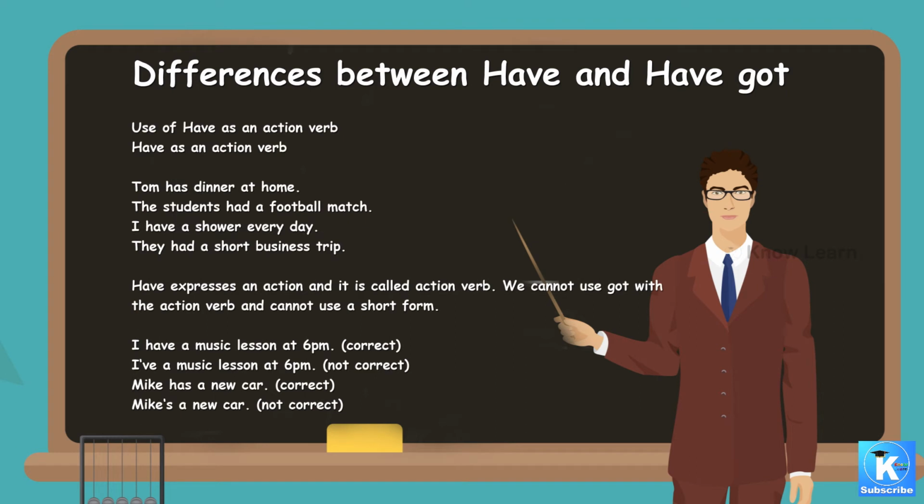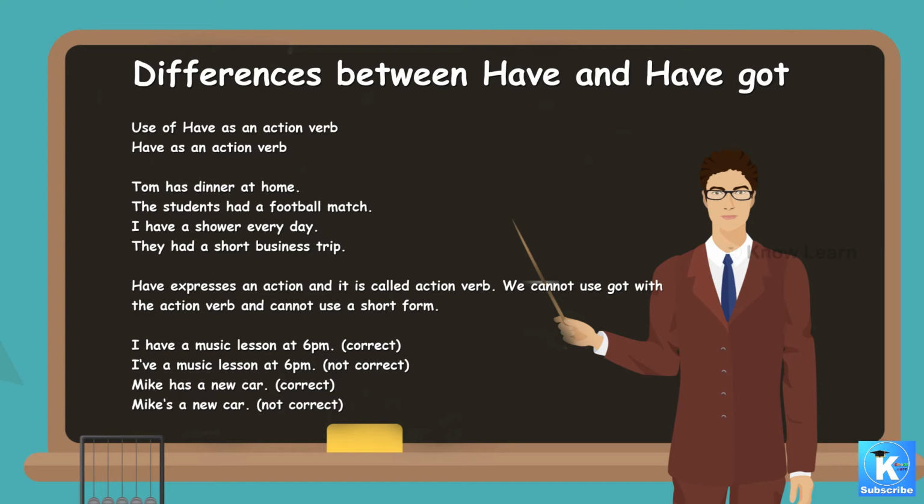Use of have as an action verb. Have as an action verb. Tom has dinner at home. The students had a football match. I have a shower every day. They had a short business trip. Have expresses an action and it is called action verb. We cannot use got with the action verb and cannot use a short form.